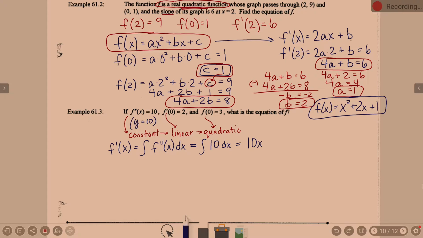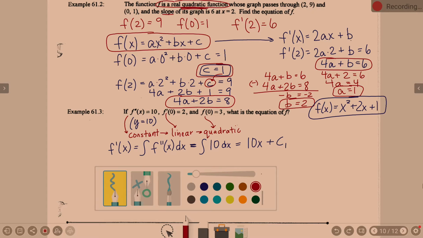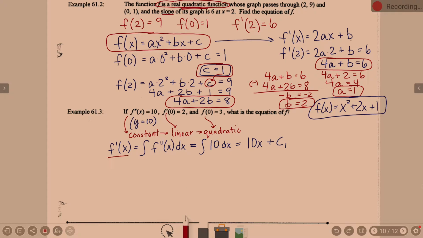This is an indefinite integral, so I don't have any boundaries and I need to say plus C. Because we could end up with multiple C's in this problem, I'm saying plus c1, just to avoid confusion. So what we know right now is that we just found the first derivative to be equal to 10x plus c.